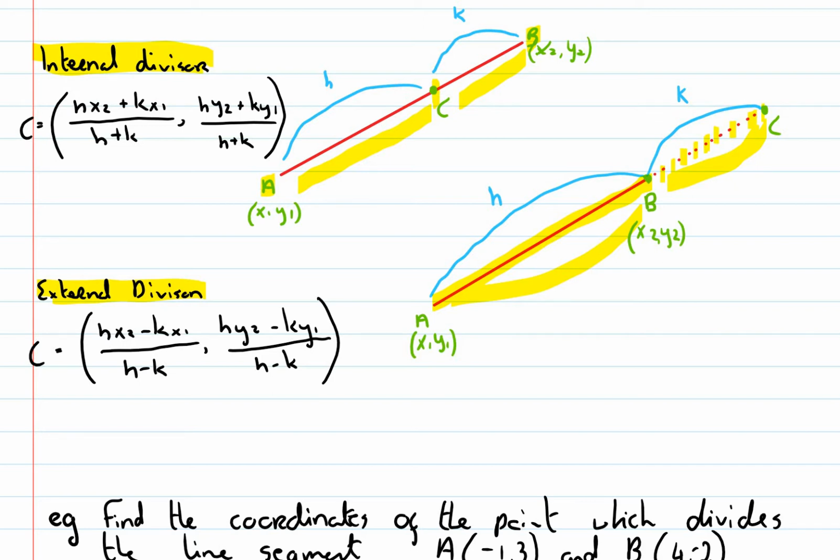We've two formulas for that. Here they are. There's one, sorry about the mess, but it's C, so the point that divides that line into whatever ratio is (hx2 + kx1)/(h + k), comma (hy2 + ky1)/(h + k). What h and k are is basically the ratios, so here's the length of that line, there's the length of that bit of a line, but basically it's the ratio.